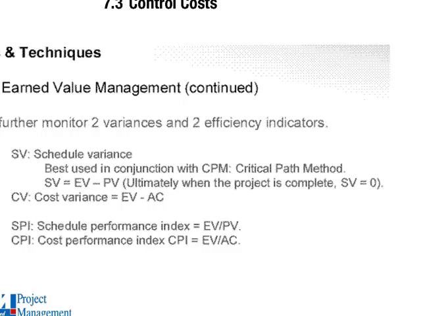So when the project is complete, what would be the result of your schedule variance? When the project is complete, it should be zero. What is your earned value? The budget. Yeah, the earned value would be equal to your planned value, right? Yeah. So you complete it, so it will become a zero.